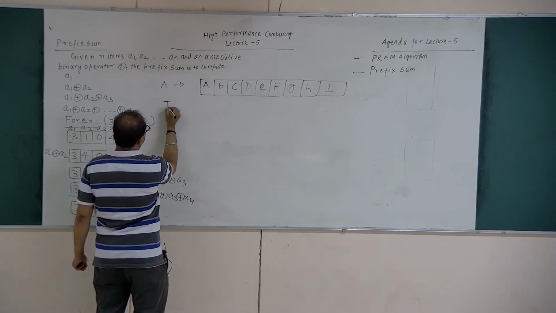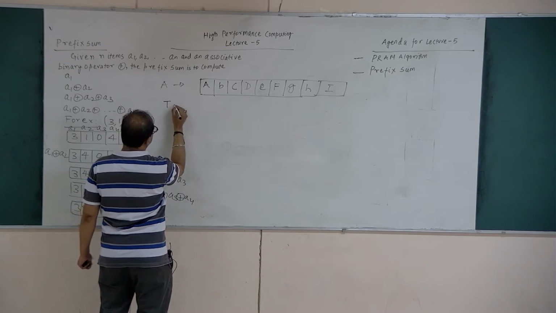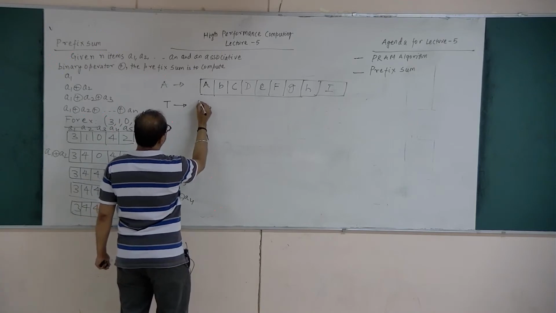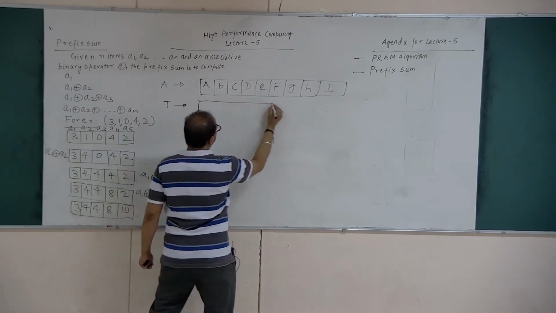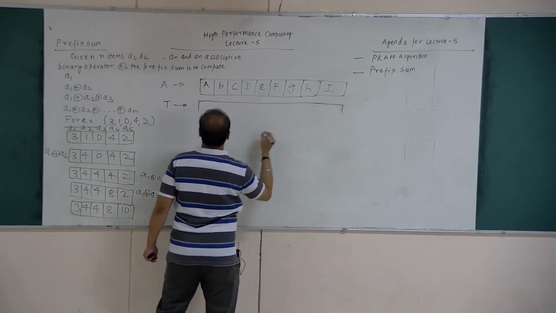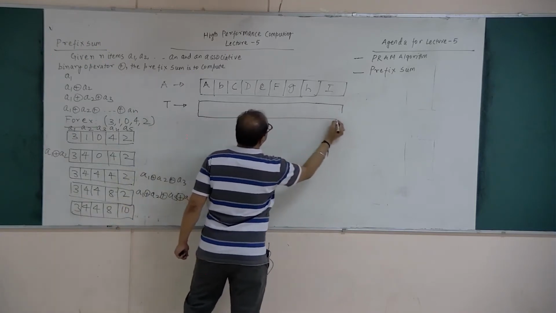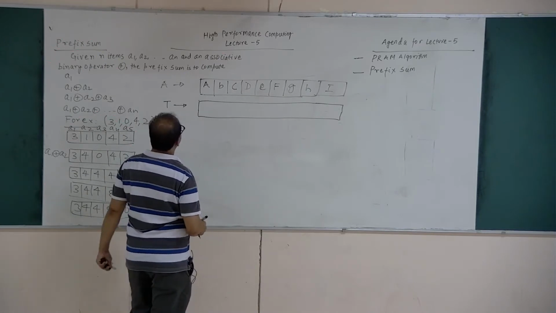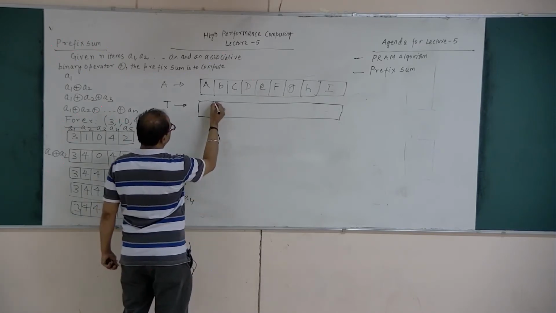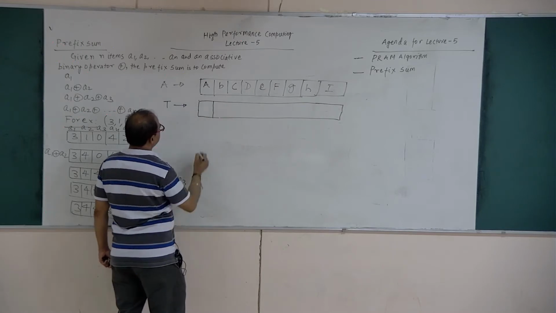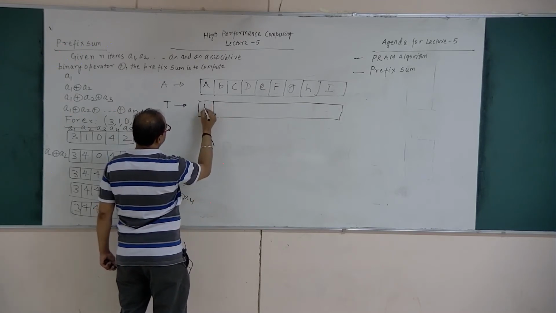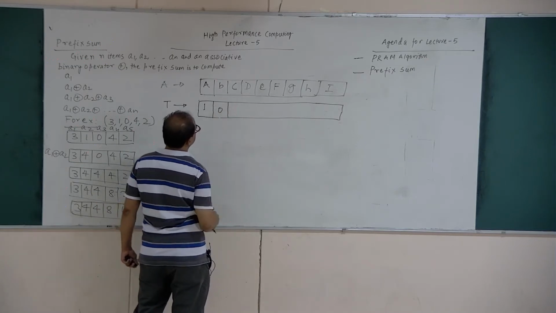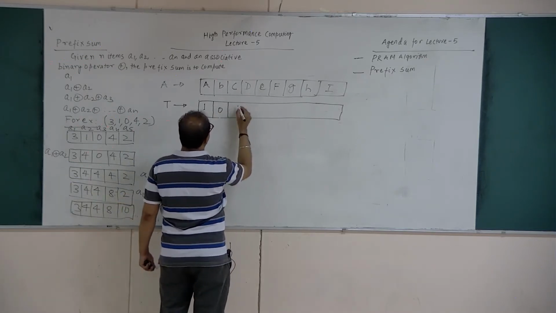So how will I solve this problem? I create another temporary array, and the temporary array will store values corresponding to the input array A. If the input array A has a capital letter, then it will store 1, and if the input array has a small case letter, then it will store 0, and so on and so forth.